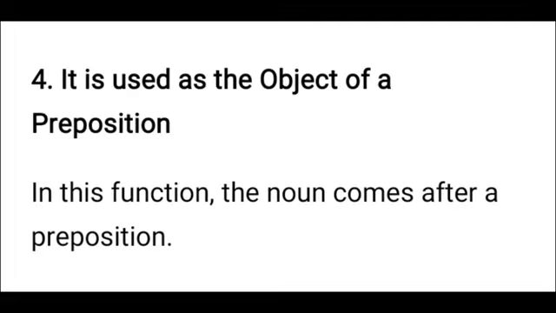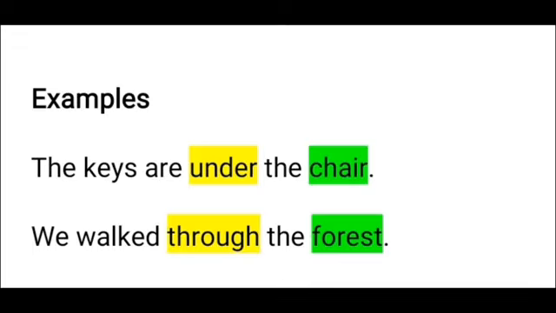Let's take some examples. The keys are under the chair. What is the noun here that is the object of a preposition? Chair. Because it is coming after under. Under is a preposition. The second example, we walk through the forest. What is the noun as object of preposition here? Forest. Because forest is coming after the preposition through.